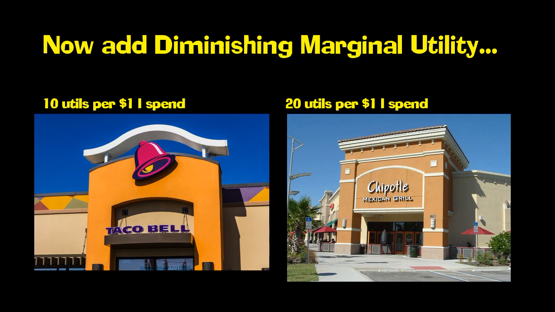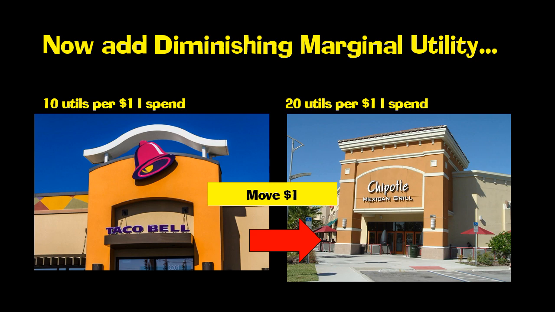So again, now we add diminishing marginal utility. 10 utils I spend on, 20 utils I spend on, right? For every dollar I spend, I should move, right? So I need to move money away from Taco Bell and toward Chipotle. As I do that, my marginal utility at Taco Bell goes up, my marginal utility at Chipotle goes down.